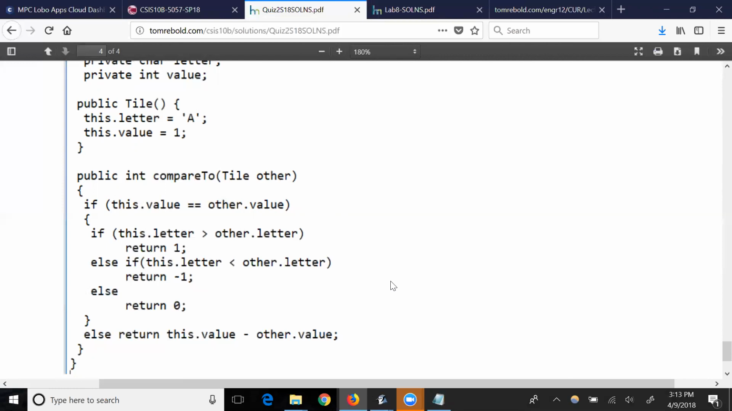Yeah, but I think there is an aspect of, I want you to know why you're writing a compare to method, right? So why do you write a compare to method? So you can sort things, right? That's kind of the main reason why you have a compare to method. So if you need to sort your objects, you have to write a compare to method.